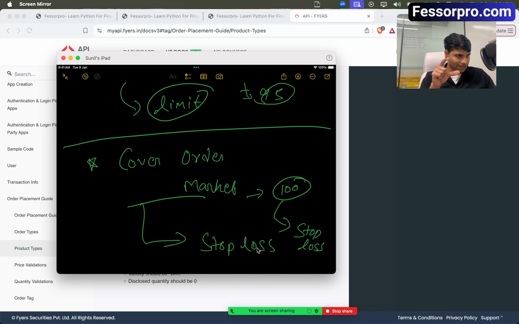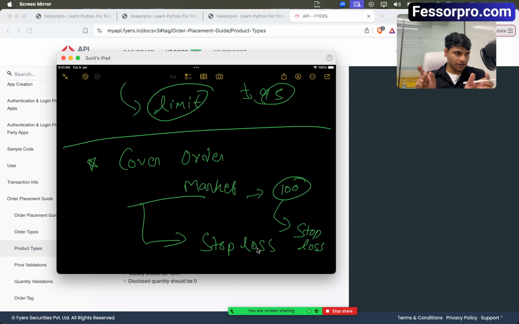That single order will contain two legs. We call it legs. First leg will be taking the position. The other leg will be the stop loss order. Now the good thing about this combination of order is that both of them are connected. If you close the position, automatically the cover order stop loss will be closed. If you cancel the order, automatically the stop loss order will also be cancelled. Okay, this is the good thing.